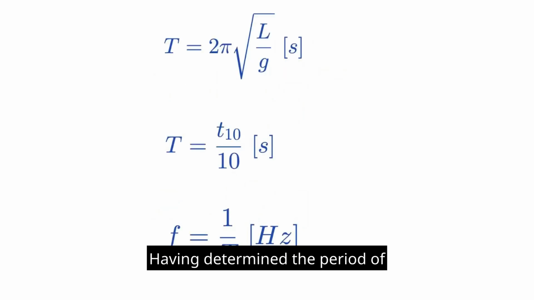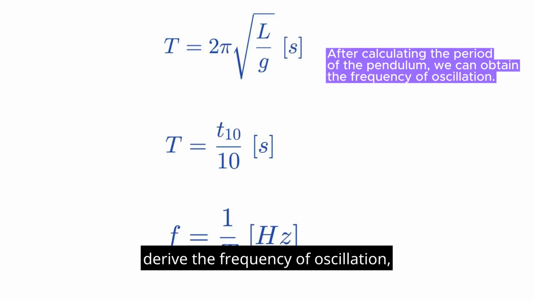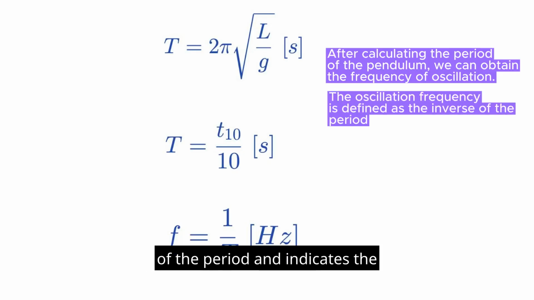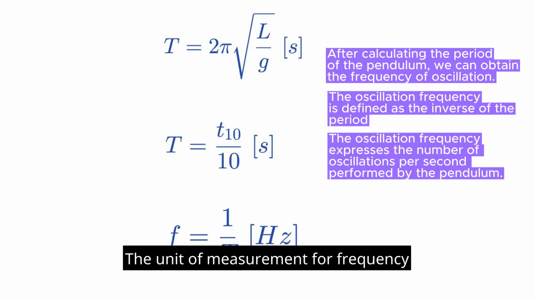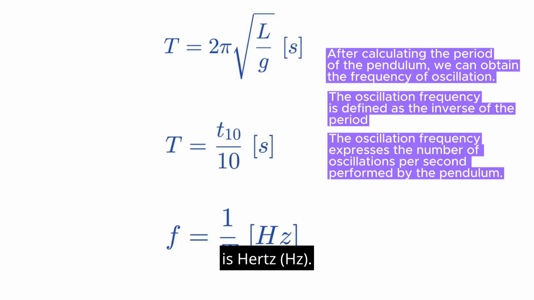Having determined the period of the pendulum, we can subsequently derive the frequency of oscillation, which is defined as the reciprocal of the period and indicates the number of oscillations per second executed by the pendulum. The unit of measurement for frequency is hertz.